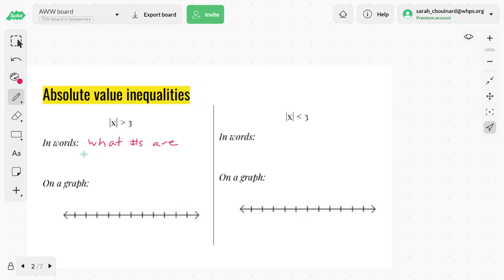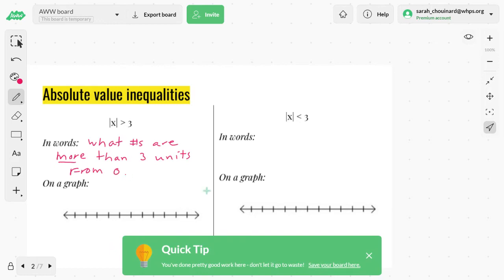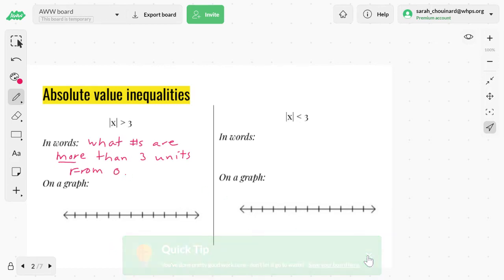are more than 3 units from zero. So absolute value of x greater than 3 wants numbers that are more than 3 units from 0. So if 0 is here, we need to go more than 3 units away from 0. So that might be at 4, that might be at 5, that might be at 3.5. It's basically everywhere from 3 onwards.